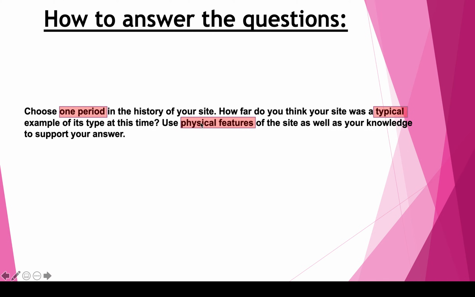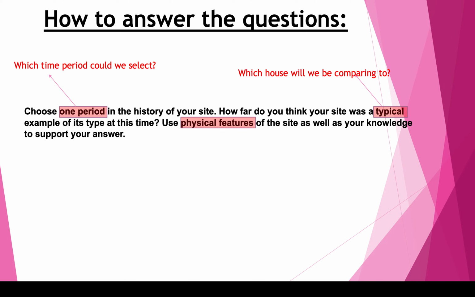And then lastly, it says, use physical features of the site as well as your own knowledge. As I said before, you must be including examples of physical features to back up your argument as to whether Himley Hall was typical or not. Okay, so think about which house you will be comparing to. We already know that this is Whitley Court. Think about which time period you could select. Which of your time periods would be best to compare Himley and Whitley to? And then again, as you know, the physical features. What physical features in your mind could you be thinking about that you could say, right, this is similar between Whitley and Himley. This is different about Himley and Whitley.